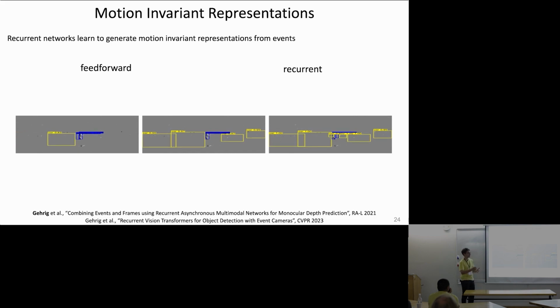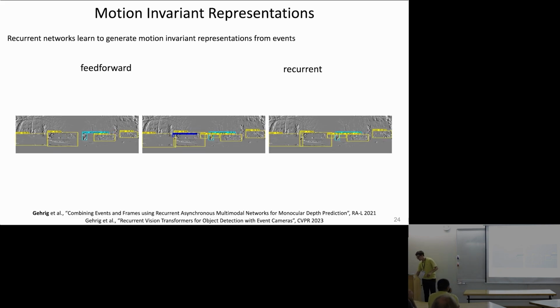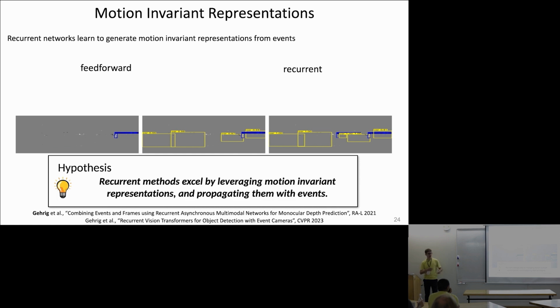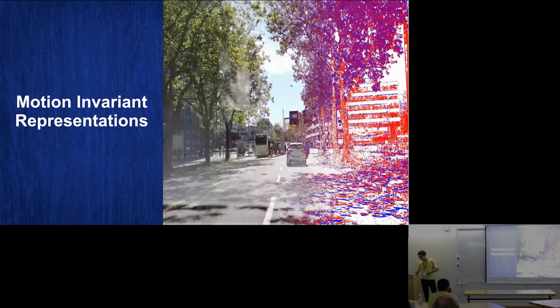Instead, recurrent models retain memory from previous time steps. This memory is important to then grab and reuse to also detect objects when we're actually not moving. This means that recurrent models somehow have an internal representation which is what we term motion invariant. So when there's no motion, we still have this representation which we can grab to make predictions. So maybe the key to overcoming this problem is actually leveraging these motion invariant representations. Now let's talk about motion invariant representations.